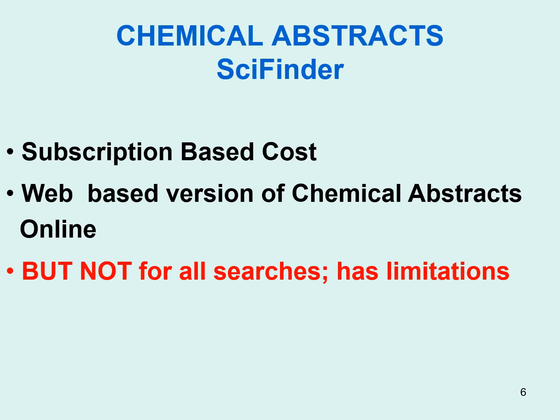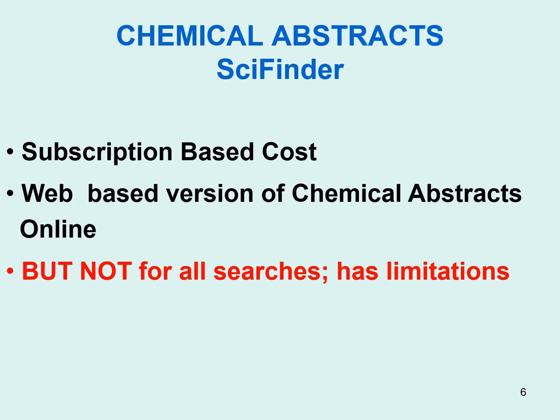Now looking at SciFinder. This is based on a subscription. CUNY subscribes to it. You can do as much searching as you want. It's a web-based version of Chemical Abstracts. It's just like using a web resource. But as I note here, it is not for all searches. It looks fairly easy to use, but it has its limitations.